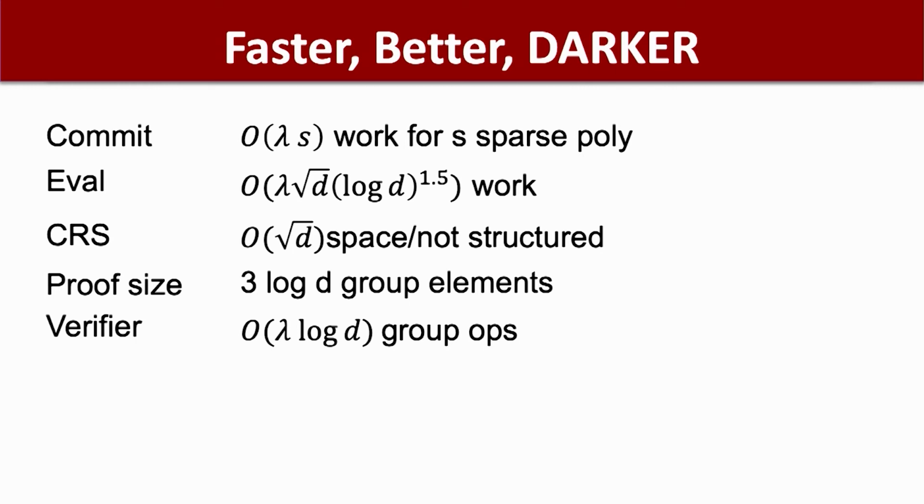The CRS, so I need to pre-compute these powers of g to the q. It turns out that with this optimization, I only need to store square root of d of them. So say I have a degree million polynomial, I just need to store 1,000 things, roughly, which is much better, especially if I implement things on hardware.